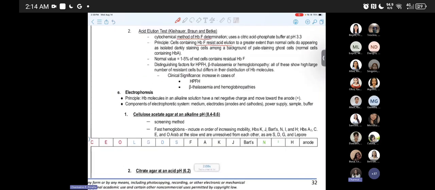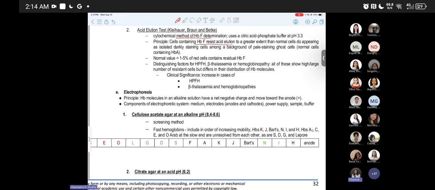Hemoglobin molecules in an alkaline solution have a net negative charge and will move towards the anode. So sa electrophoresis, from the negative charge, magkakaroon ng movement papunta sa anode or positive charge. So first, we have the cellulose acetate agar at an alkaline pH. So ito yung ginagamit muna primarily. Kaya nga ang tawag dito, screening method. So primary screening method is the cellulose acetate agar. Alkaline, pH 8.4 to 8.6. Tandaan yung mga pH ha.